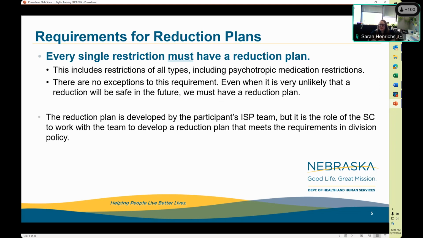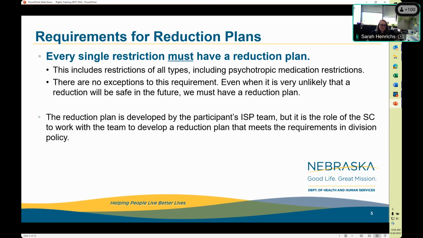And that includes psych meds. And I think that that's a struggle for a lot of folks because they're like, well, the team isn't the prescriber. We can't reduce psych meds. You can't. You're absolutely correct. You can make recommendations to the prescriber to consider reduction. And so that is what, for a psych med, you're basing your reduction criteria around. But there must be a reduction plan in every single case where we're using a restriction.